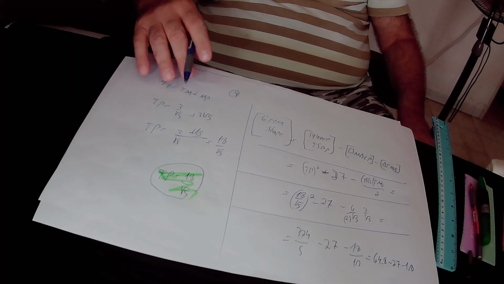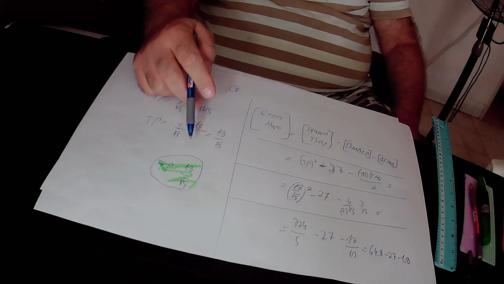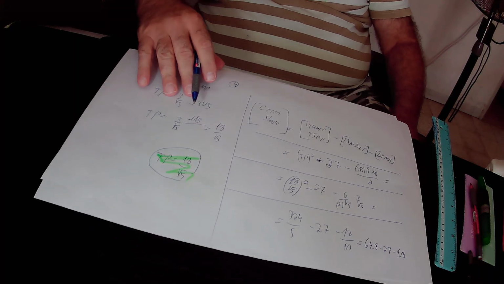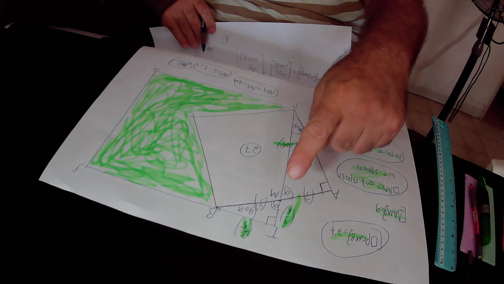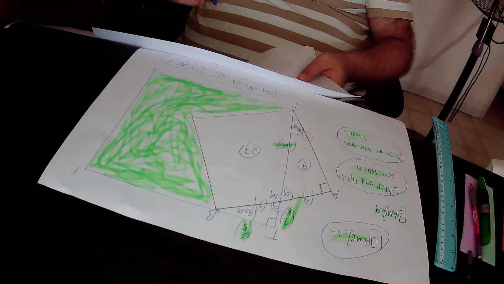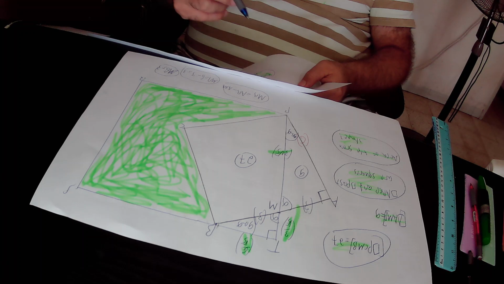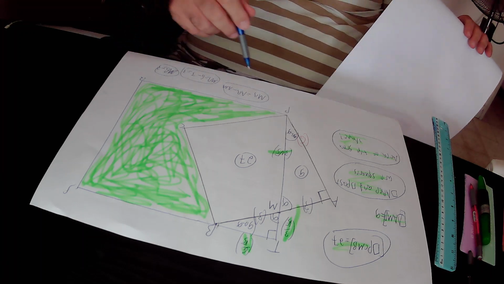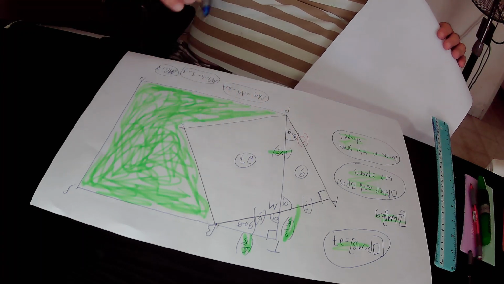So in total we shall note that TP equals 18 over square root of 5 units in its length. This is side TP, which equals 18 over square root of 5 units in its length. Our task is to find out the area of this green shape.